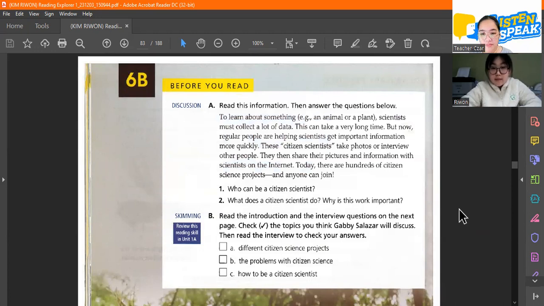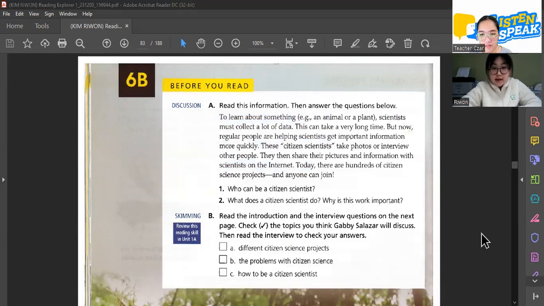To learn about something, scientists must collect a lot of data. This can take a very long time, but now regular people are helping scientists get important information more quickly. These citizen scientists take photos or interview other people. They then share their pictures and information with scientists on the internet. Today, there are hundreds of citizen scientist projects, and anyone can join.